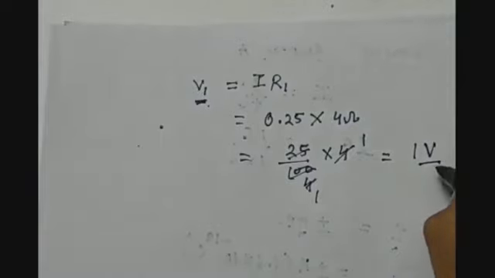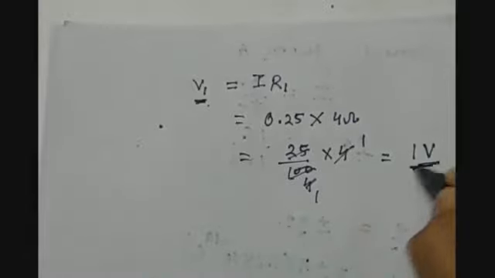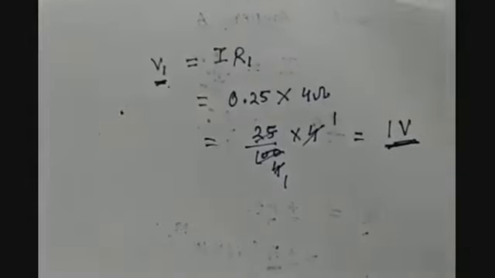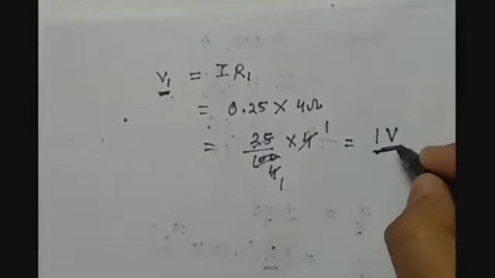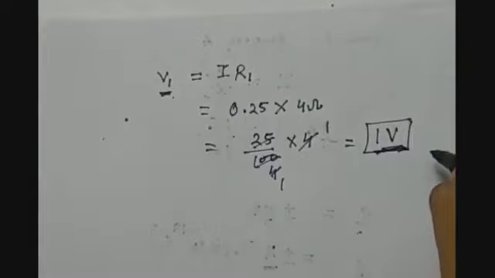Remember, you always have to mention the unit of each physical property. Here we are taking potential difference, so you have to mention the unit along with it. Otherwise your answer will be invalid. So 1 volt is the potential difference across the 4 ohm resistance.